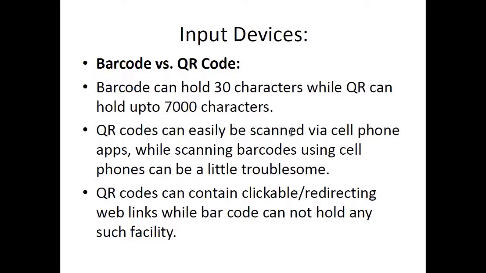QR codes can easily be scanned by cell phone, whereas scanning barcodes using a cell phone can be troublesome, especially if the barcode is a little long. QR codes can contain clickable, redirectable web links, whereas barcode can only hold numerical data or numbers.